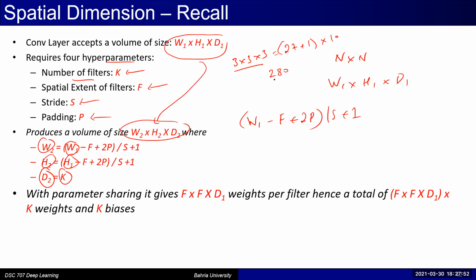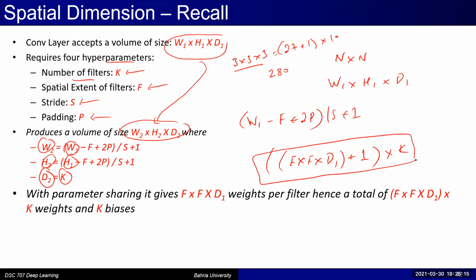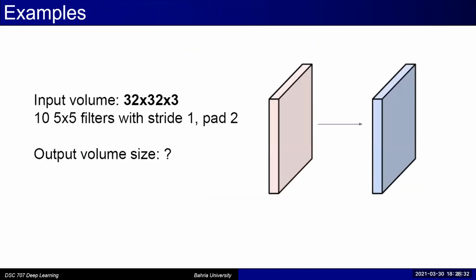If we want to generalize, what is the number of parameters in every filter? It is F cross F cross the depth of the filter, right? And you have one bias. So this is the number of parameters in one filter. If you have k such filters, you multiply it by k. So this is the generalized expression. If someone asks you to tell the number of parameters in a layer, we did it numerically last time, but now this is a generalized expression. You can simply plug in values of f, d, and k, and you can find the total number of parameters for a given layer, right?